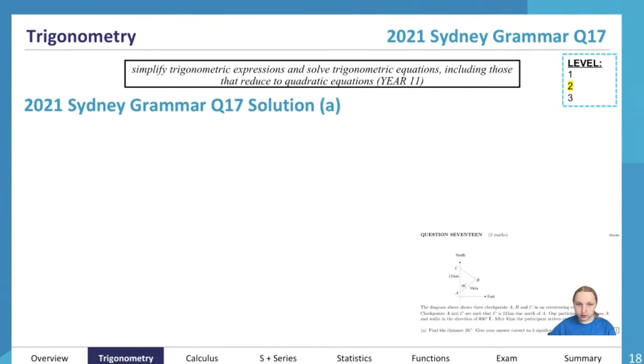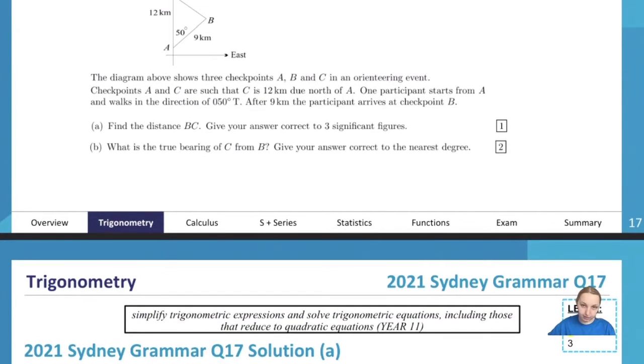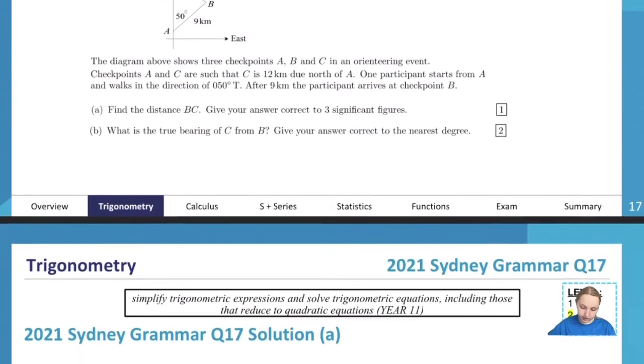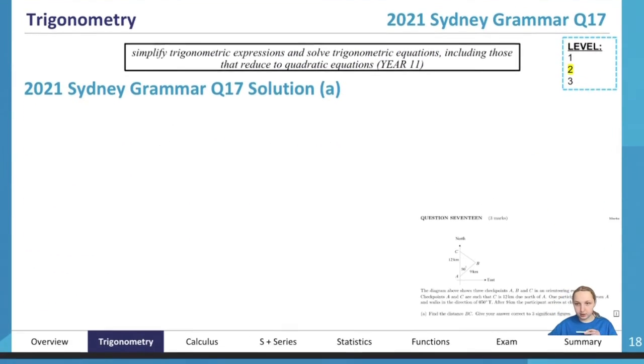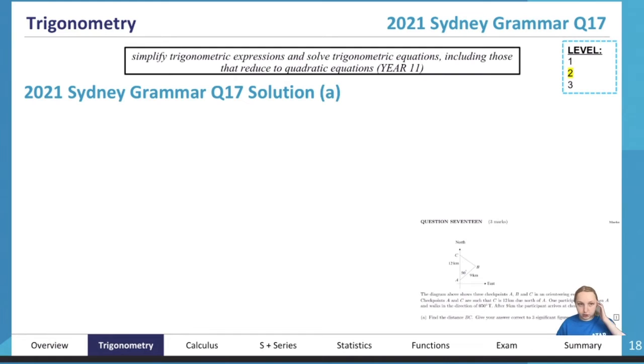So we'll start by just looking at the solution for part A. What we've been asked is to find the distance BC and give your answer correct to 3 significant figures. The first thing I'm going to do is quickly redraw this diagram a little bit bigger just so you can see what I'm talking about. Got C, B, A. This is 9 kilometers, 12 kilometers, and this is going to be 50 degrees. So we're being asked to find BC.